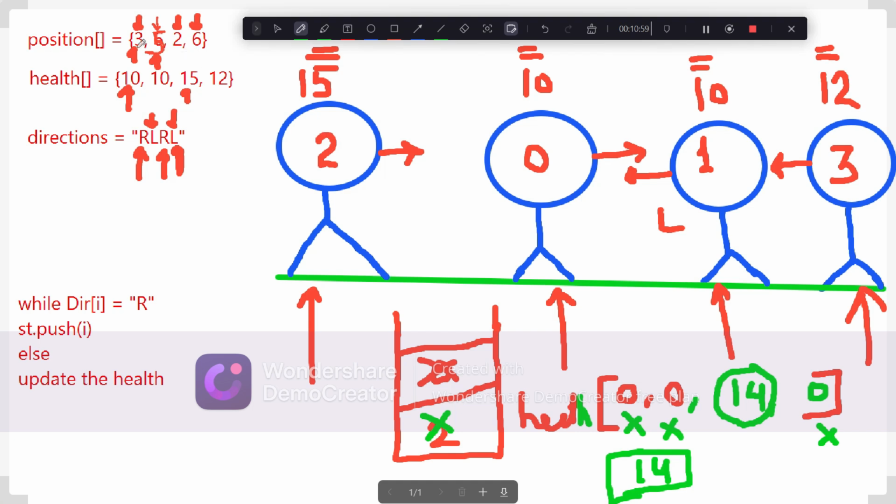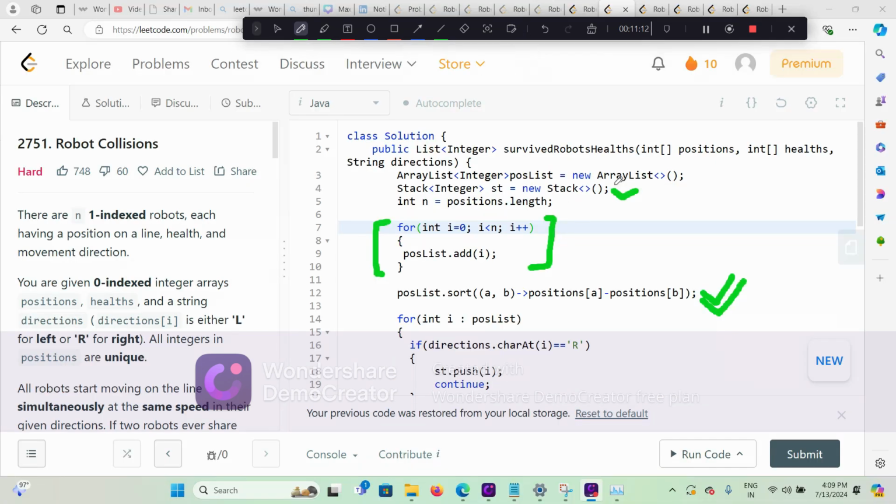So in this case this will be 0 1 2. This will return 2 for me, and second guy would be 0, right? Like this: 2 0 1 3. So if we want to get this kind of sequence, first of all I created one array list, and then I am just sorting it based upon the position values. So this will give me accordingly the values.